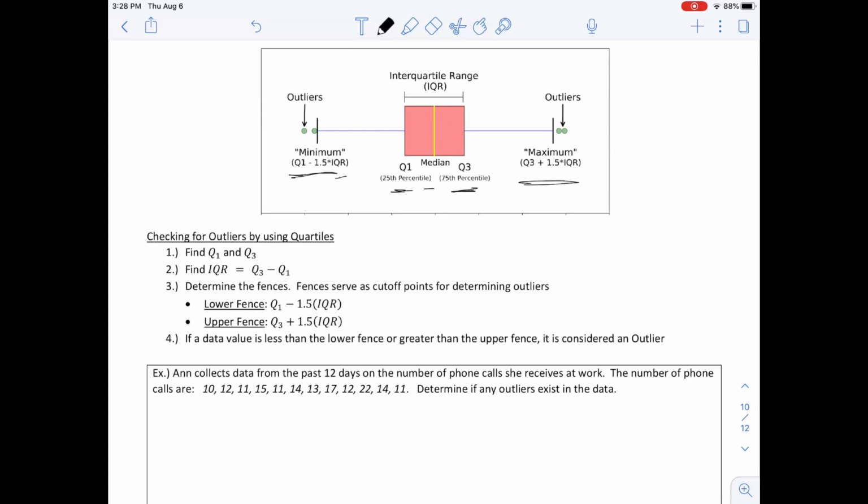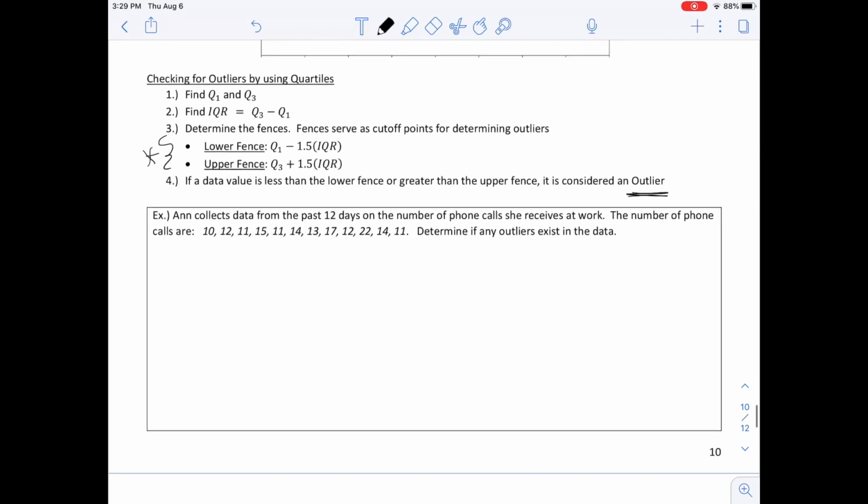So checking for outliers by using quartiles. First thing is to find Q1 and Q3, which is going to be using your calculator. Find the IQR by subtracting those two. Determine the fences, and here are those formulas that we do need to know. So the lower fence is going to be Q1 minus 1.5 times the IQR, and our upper fence is Q3 plus 1.5 times IQR. If a data value is less than the lower fence or greater than the upper fence, then it's going to be considered to be an outlier. And again, we represent that either with dots outside or by using stars.